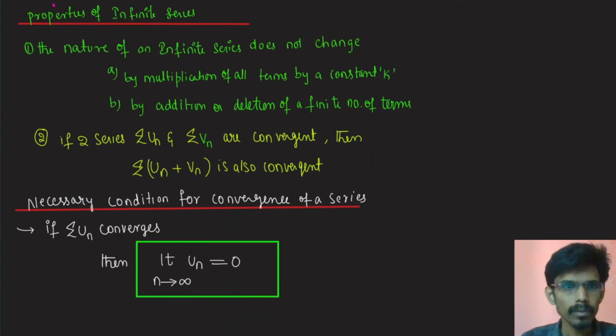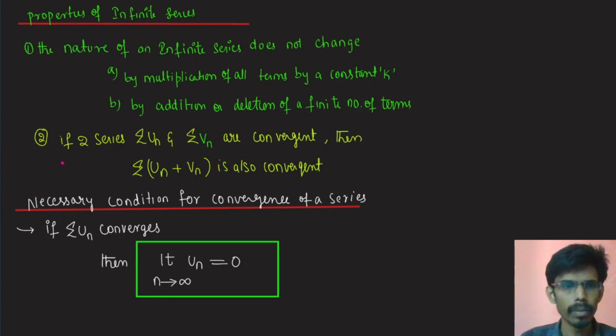Now let us see the properties of infinite series. The nature of an infinite series does not change by multiplication of all terms by a constant k; even though we multiplied a constant to all the terms, the nature will not change. Next, by addition or removal or deletion of a finite number of terms, the nature does not change. If we remove certain terms, the removal of those terms will not affect the nature of the remaining terms. Like in some cases we ignore the first term, second term as well, so that the other terms will decide convergence or divergence of the series.